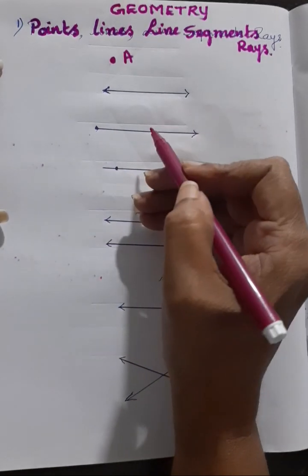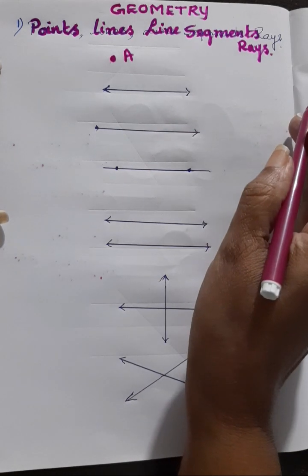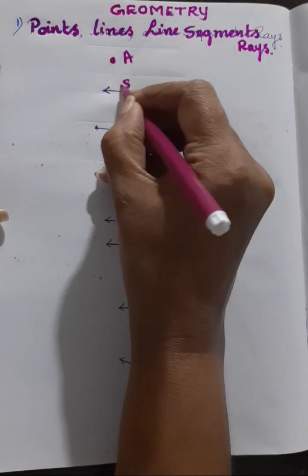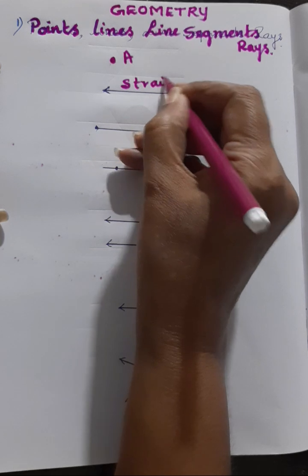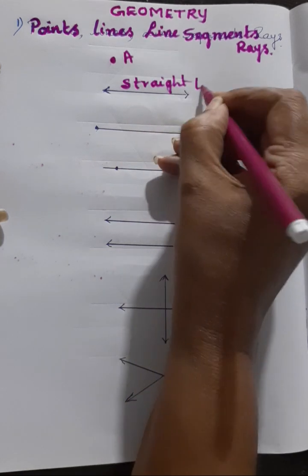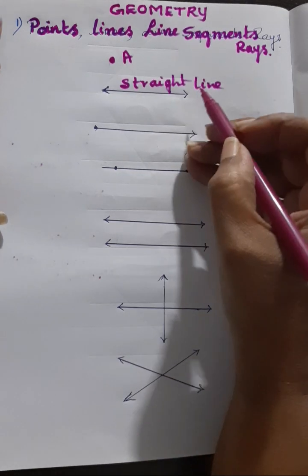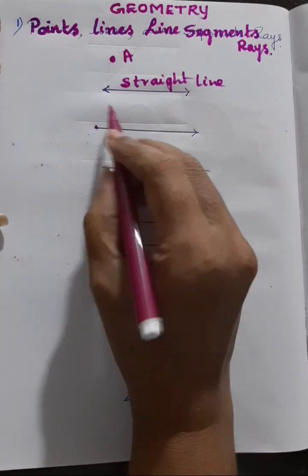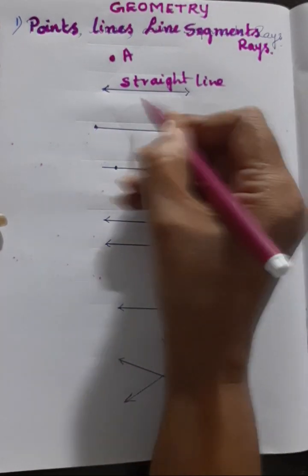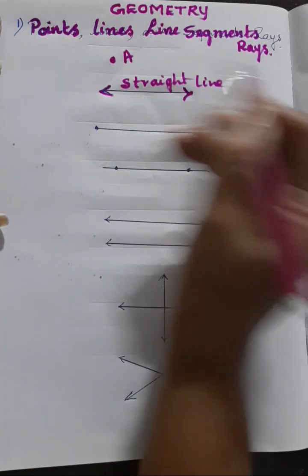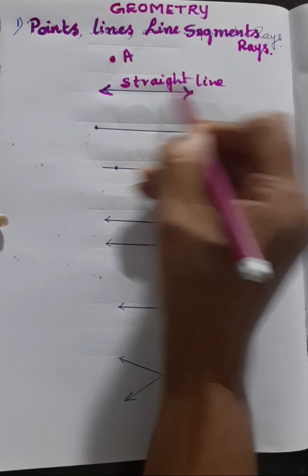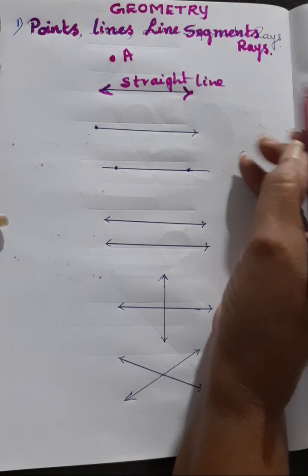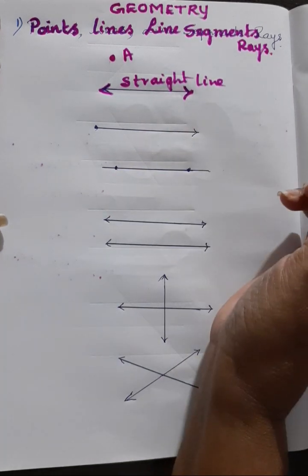Second one, straight line. Straight line means extended in both directions. So a straight line means it extends forever in both directions. For that we call it a straight line.